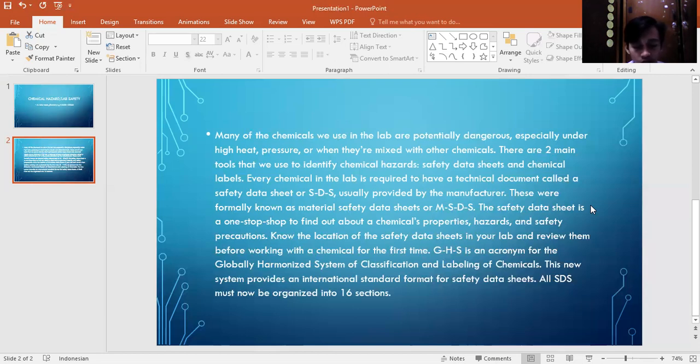Safety datasheets provide a lot of information about how to use chemicals safely in the lab, but there's also another way to learn about a chemical, and that's by reading its label. The new GHS format requires each chemical in the lab to be labeled with the product name, a signal word such as danger or caution, physical, health, and environmental hazard statements, precautionary statements, pictograms, first aid instructions, and the supplier contact information.